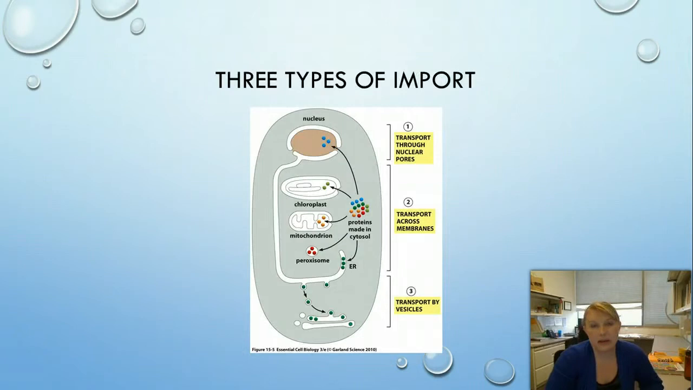Alright, so we know that proteins that are bound for the plasma membrane are made in the ER. And we know that the proteins that are made to be kept inside the cell, either inside an organelle or in the cytosol, are made in the cytosol. So how do they get into the different organelles if they're made in the cytosol? That's what we're going to talk about here. There are three different ways: transport through the nuclear pores, transport across the membranes, and transport by vesicles. We're going to do transport by vesicles in the last topic of this chapter. So for this topic, we're going to focus on number 1 and number 2.